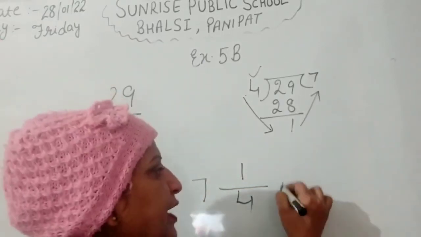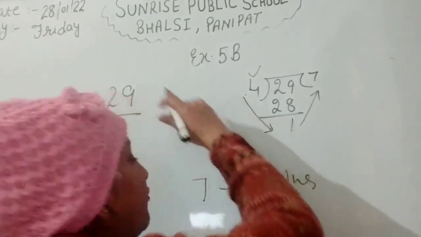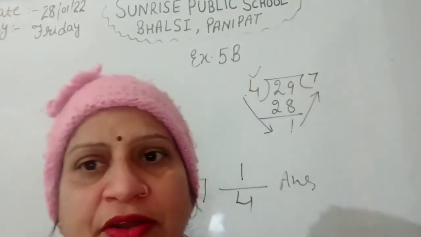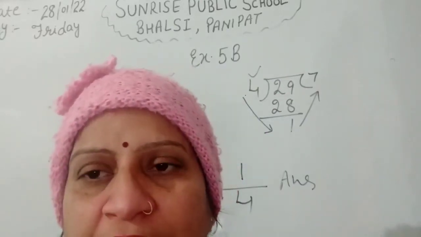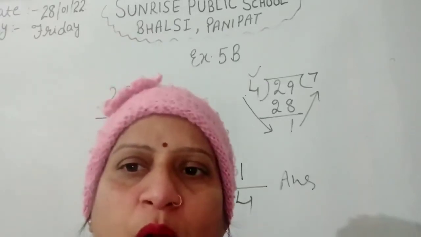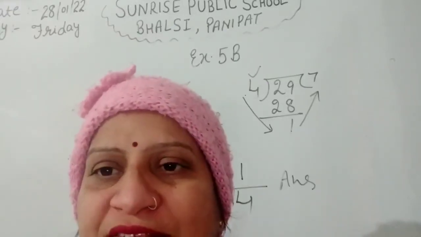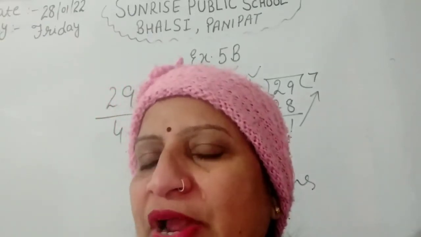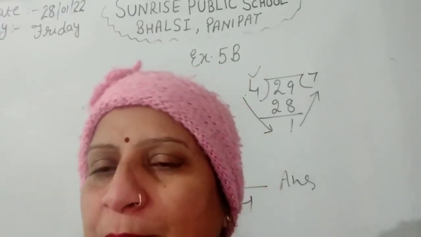Clear this one? Now this improper fraction has changed into a mixed fraction. I hope you understand this concept, how to convert an improper fraction into a mixed fraction and how to convert a mixed fraction into an improper fraction.